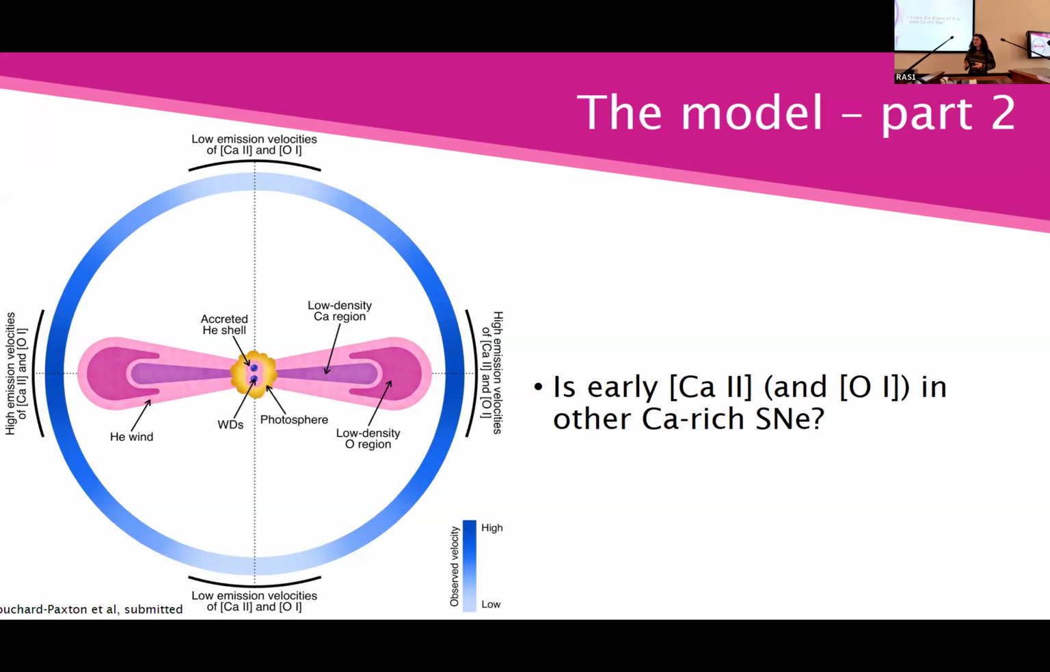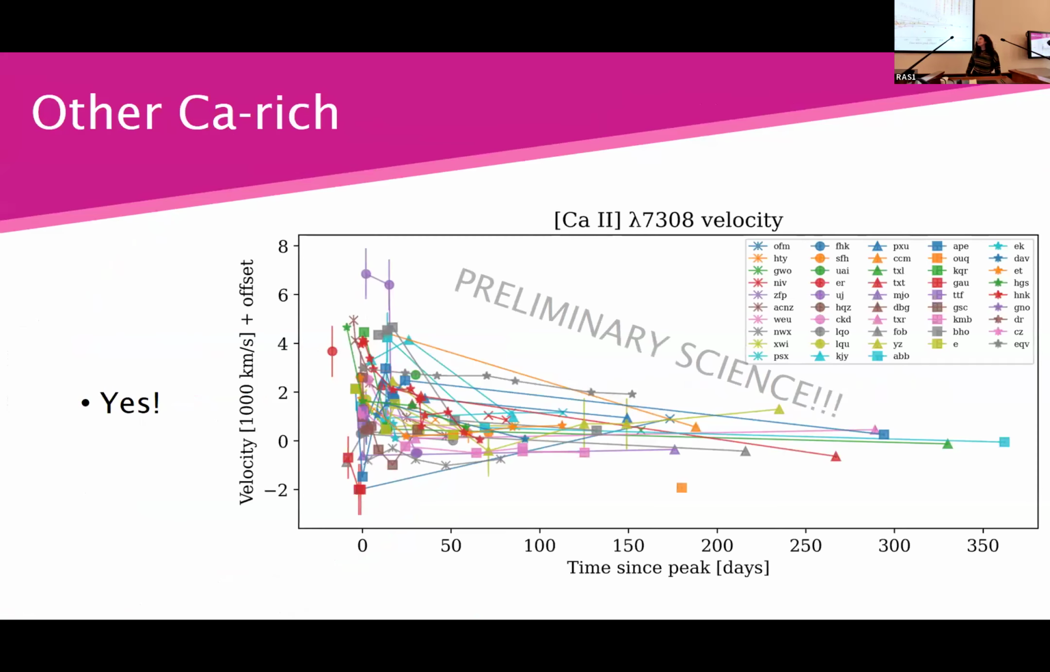So part 2 is what I'm doing now, my PhD, investigating whether or not this model works for the rest of the calcium-rich class. And the important question is, is there early forbidden calcium-2 and oxygen-1 in the other objects? And great news, guys, there is. So this is a very preliminary investigation. Please do not commit this to memory yet.